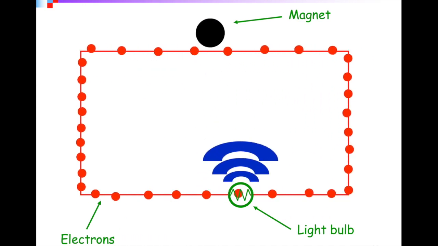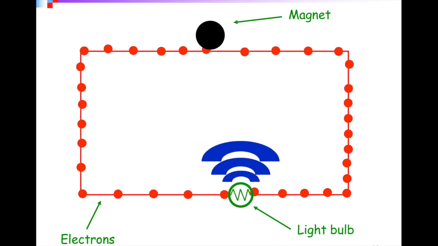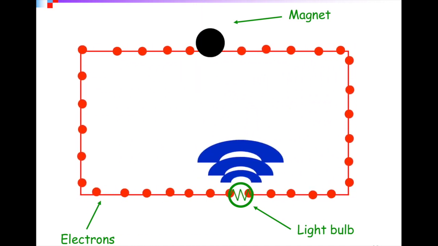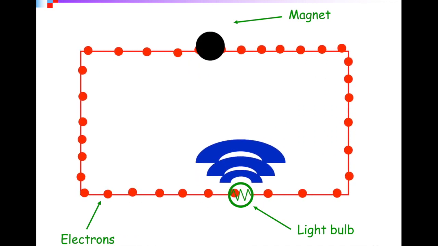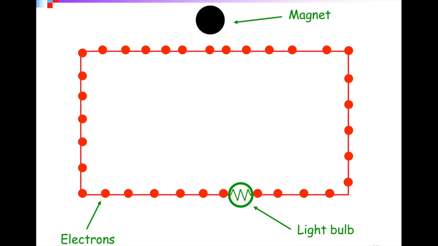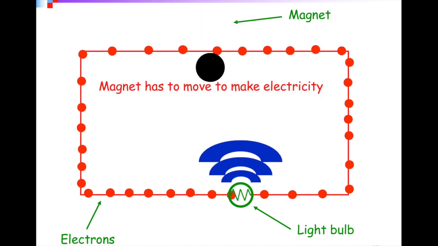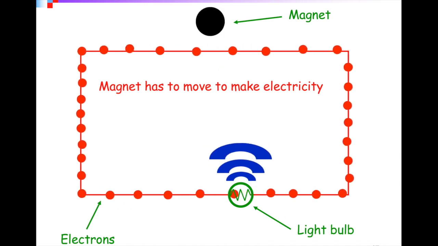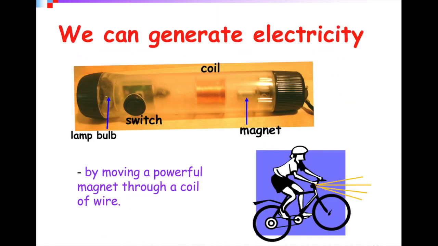After that, we can use this electricity to power a load, for example, to light a light bulb. The magnet has to move to make electricity. We can generate electricity by moving a powerful magnet through a coil of wire.